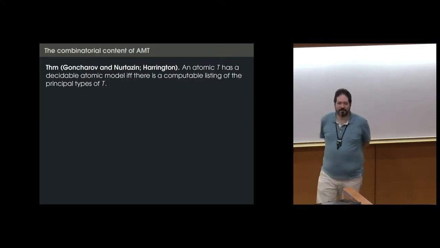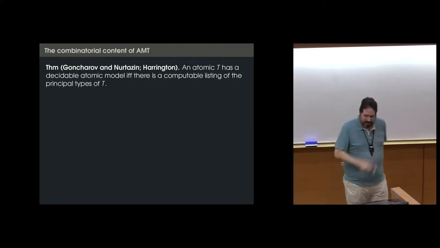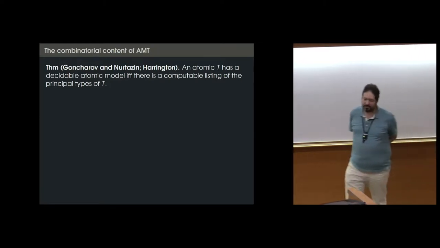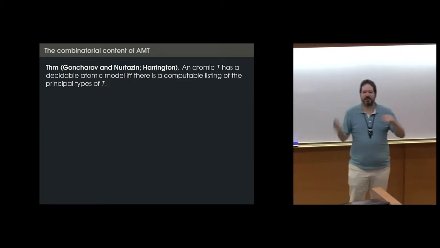And you can do that using this theorem of Goncharov and Nurtazin, and independently Harrington, that says that an atomic theory has a decidable atomic model if and only if there's a computable listing of the principal types of T. Of course, you can relativize that. It just means from one you can get the other.